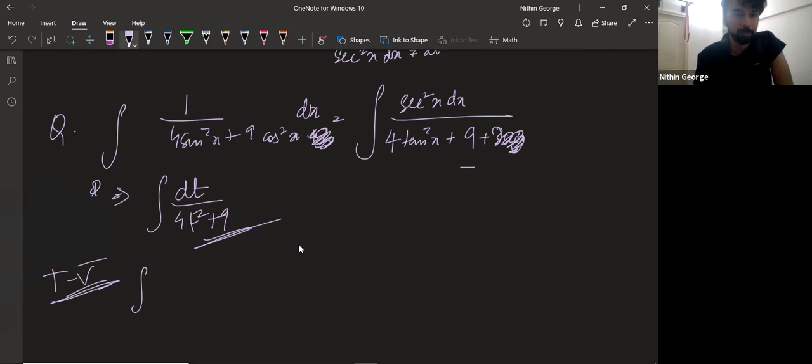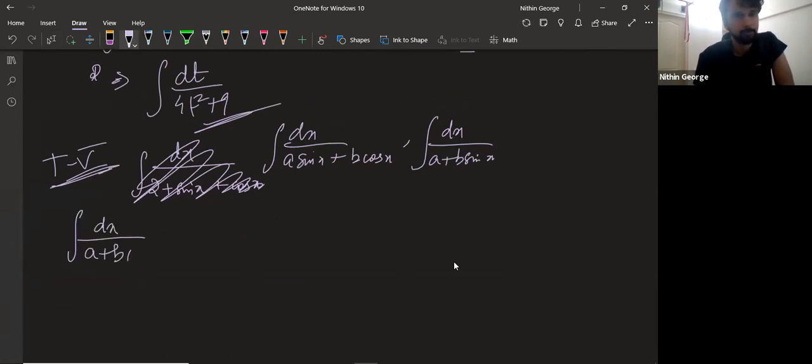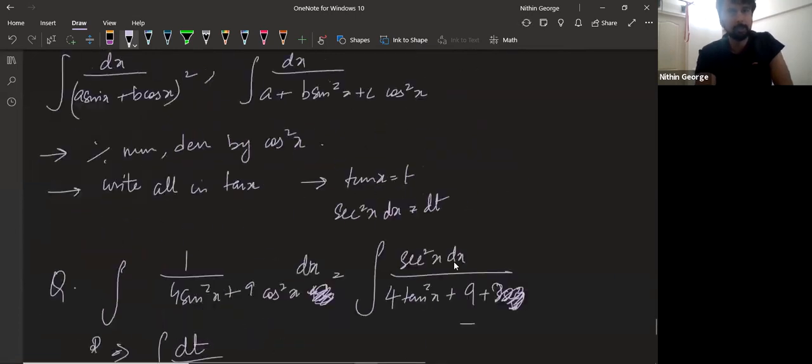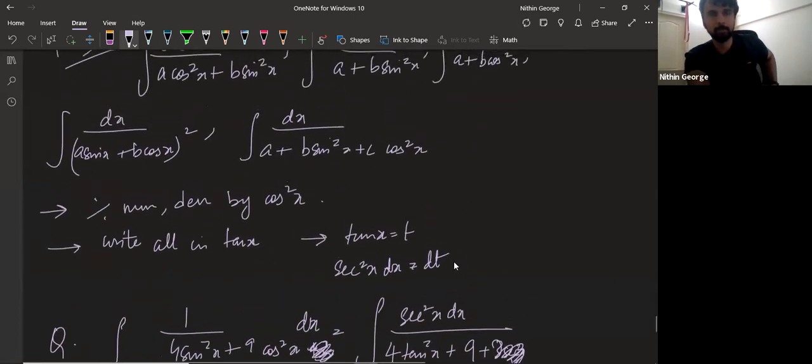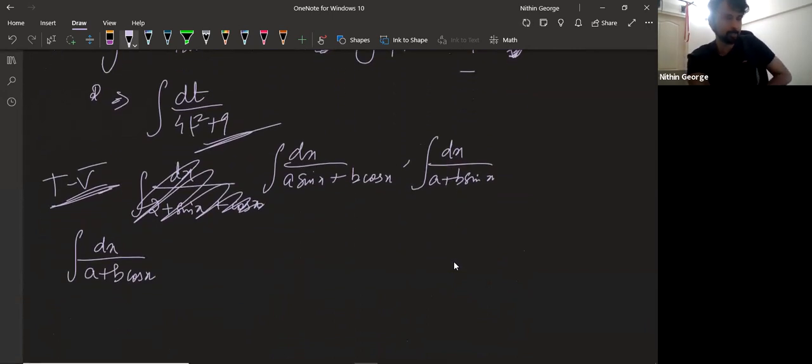So type 4, we'll just write the type and then a practice question. dx by a sin x plus b cos x, or dx by a plus b sin x, or dx by a plus b cos x. Understood the difference? Here there was cos square, sin square and all. That is when we divide by cos square x. Here it is just cos x, sin x and all.